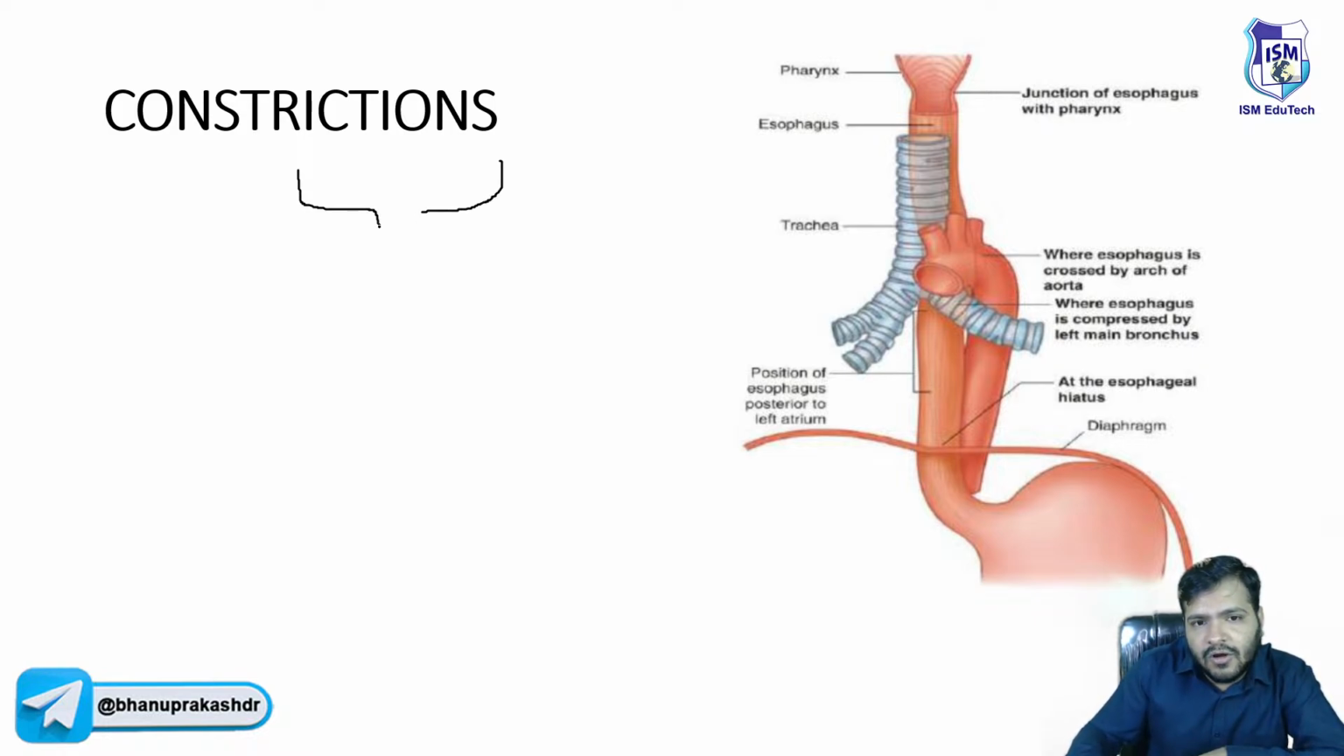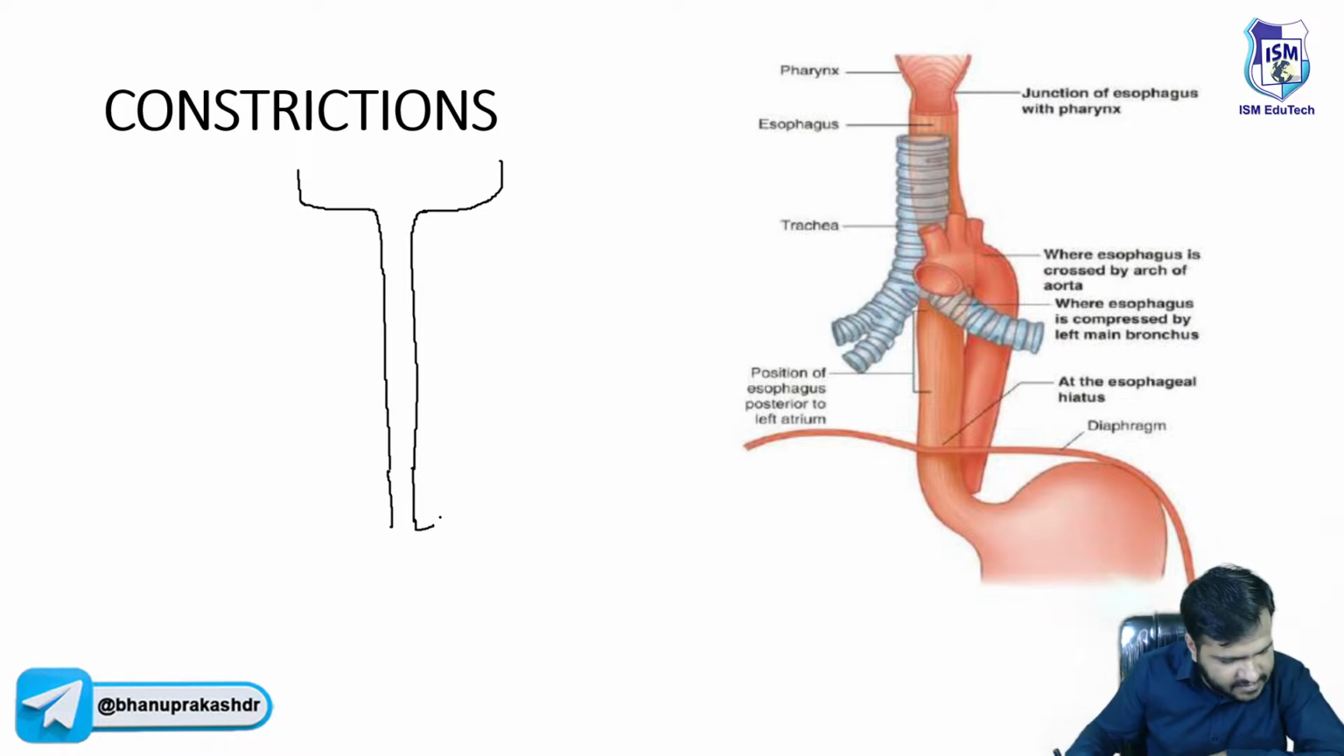Now we already know the esophagus is the continuation of the pharynx, right? Now we have 3 constrictions in the esophagus. Yes, everyone is right. Satyashri, Aditya, very good. We have 3 constrictions in the esophagus.